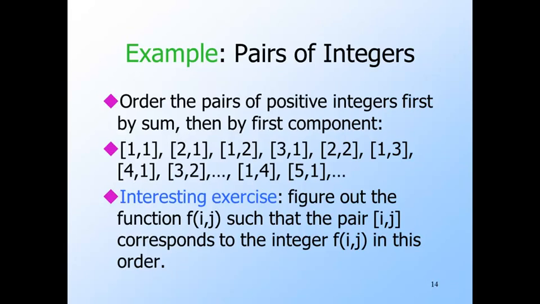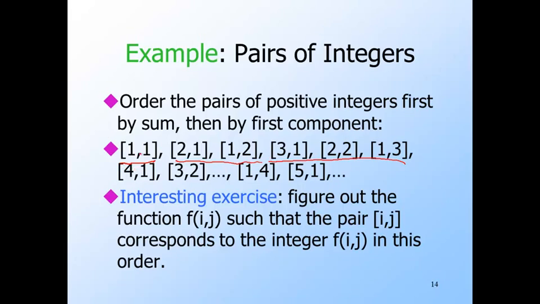Thus, 1, 1 comes first. It is the only pair with a sum of 2. There are 2 pairs with a sum of 3, these guys, and we put 2, 1 ahead of 1, 2 because it has the higher first component. Then come 3 pairs with sum 4, these 3, again ordered by the first component.